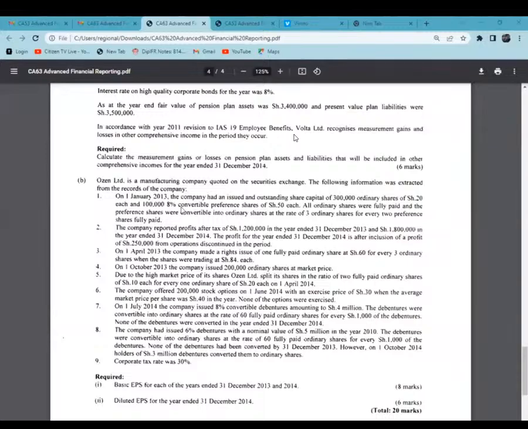Note number 2, the company reported profits after tax of 1.2 million in the year ending 31st December 2013, and 1.8 million in the year ended 31st December 2014. The profit for the year ended 31st December 2014 is after including a profit of shillings 250,000 from operations discontinued in the period. Ladies and gentlemen, we like it that way because whenever we are getting basic EPS, we don't discriminate. We would want the profit to be the profit we're going to use.